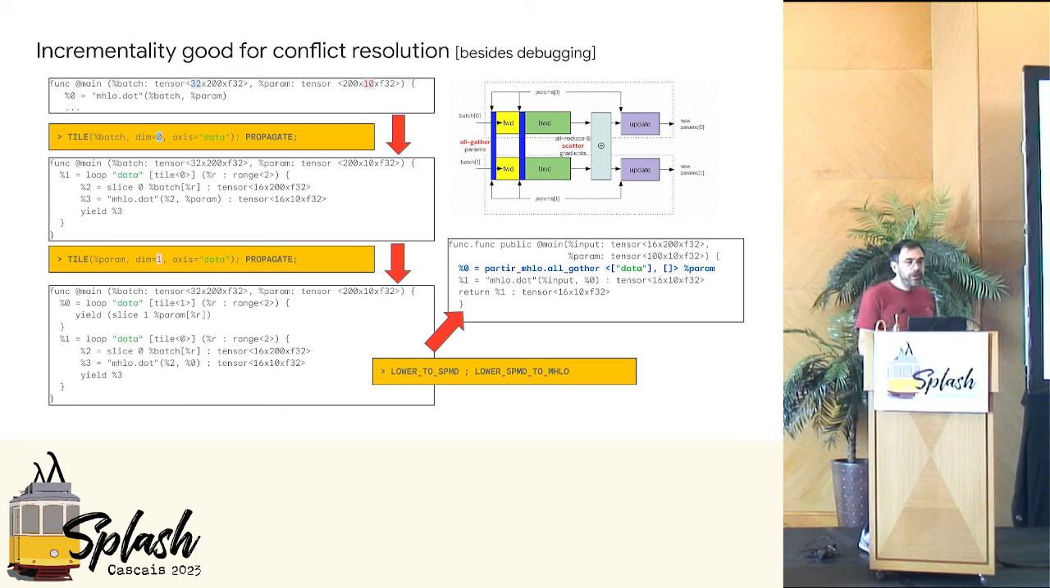I want to mention one good thing, which is incrementality. I talked to you about these kinds of actions. You do tiling and propagation that keeps rewriting the module. So that's very, very good for this kind of conflict resolution problem that we call it.